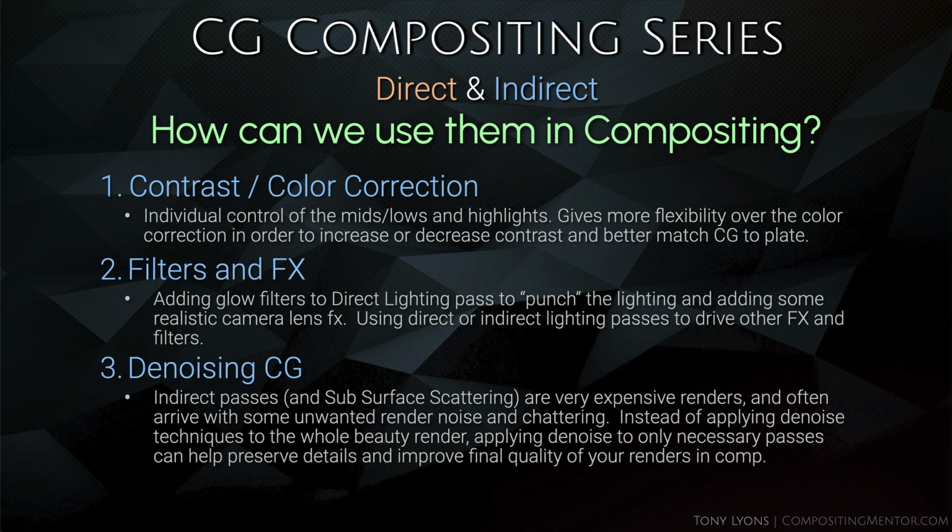So there we have it. Those are the three ways off the top of my head that we usually use direct and indirect passes for: color correction and contrast, filters and effects, and probably most importantly, denoising the CG, because those are the noisy passes. Those are the ones that are expensive and will take the hit once the CG department is trying to speed up renders. So those are the ones that end up having to be fixed.